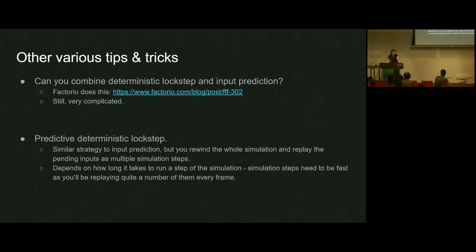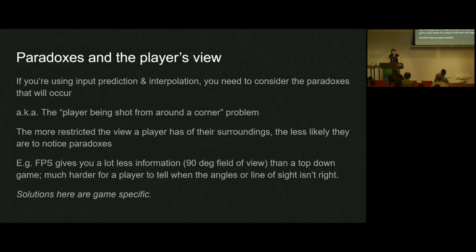Fighting games, yeah, where you need that deterministic aspect, and you also need a very immediate response to player input. So, paradoxes in the player view, if you're using input prediction and interpolation. As I mentioned before, this is like the player being shot from around the corner. The more restricted a view a player has of their surroundings, the less likely they are to notice paradoxes.